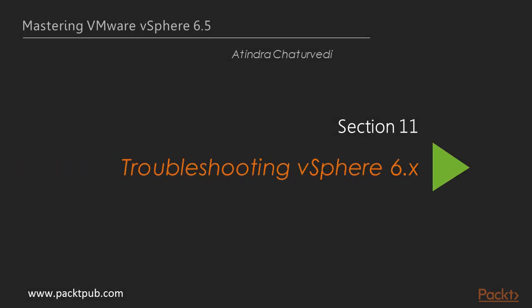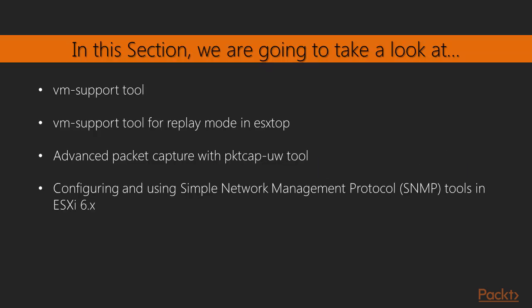In the previous section, we covered upgrading to vSphere 6.x. In this section, we will cover in detail troubleshooting vSphere 6.x. We will cover the VM support tool and another usage of the VM support tool for replaying information and performance statistics in ESX top. We will also look at advanced packet capture with the packet capture UW tool.